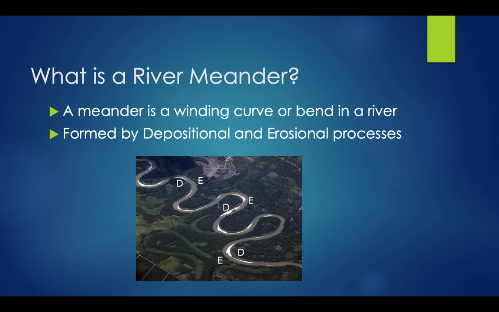On the outside edge, hydraulic action and abrasion erode the sediment away, as this is where the water is moving the fastest. And on the inside edge of the river, the water is slow moving and sediment is deposited. Over time, the bend becomes more pronounced.